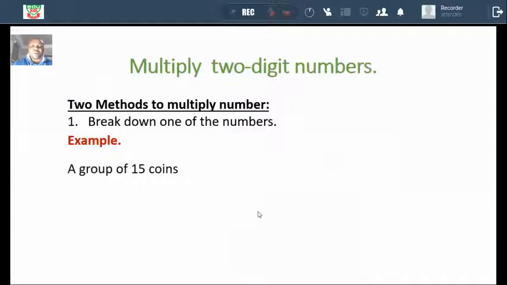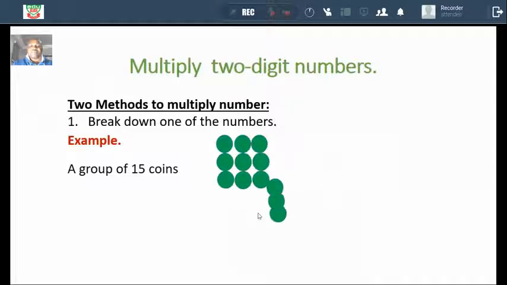Let's say we have a group of 15 coins. Now, let's count the coins so that we can work on them: 3, 6, 9, 12, 15. So I have a group of 15 coins which comes up in 3, 3, 3. So there are 3 by 5 coins.